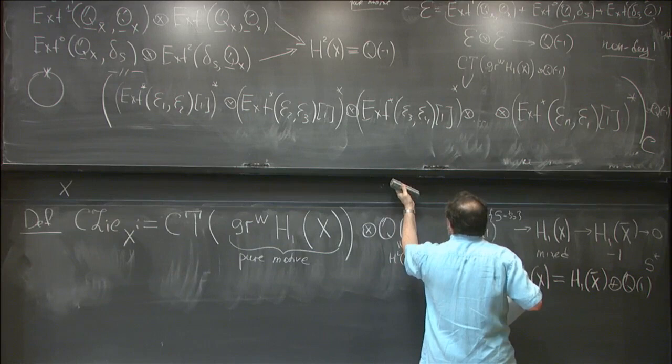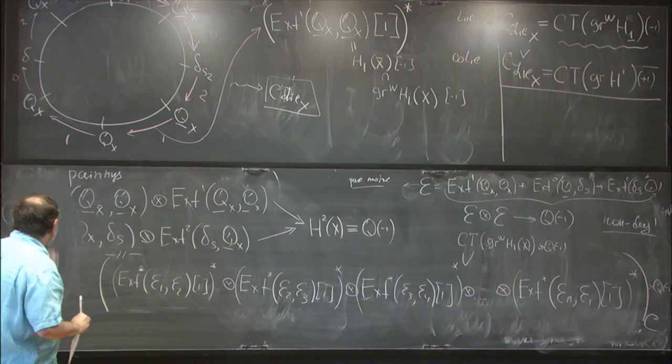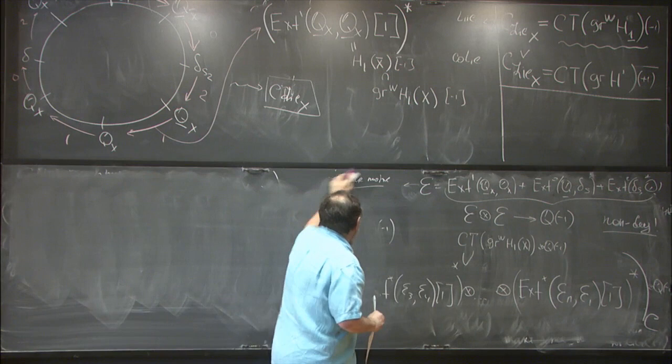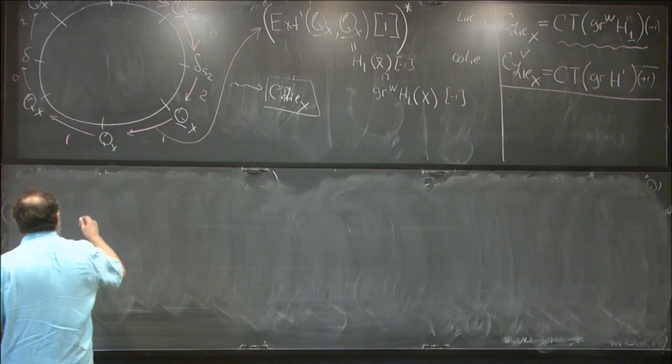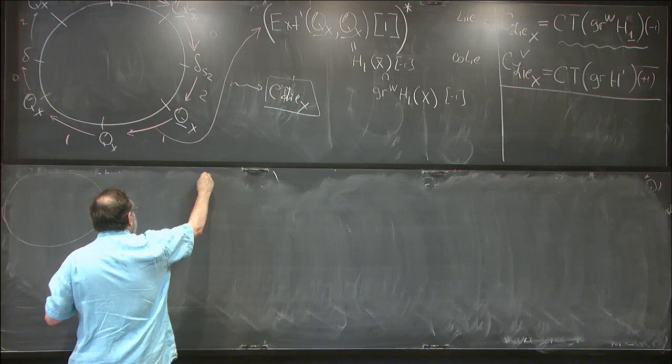And on the level of the pictures, it's extremely simple. So let me just tell you, let me just draw pictures and then explain why these pictures do the job. Now, suppose I wanted to take one picture and take its commutator, Lie bracket, with the other picture.